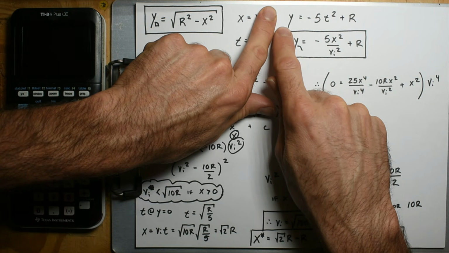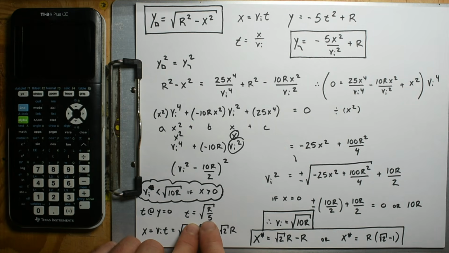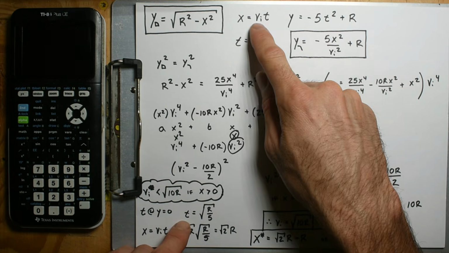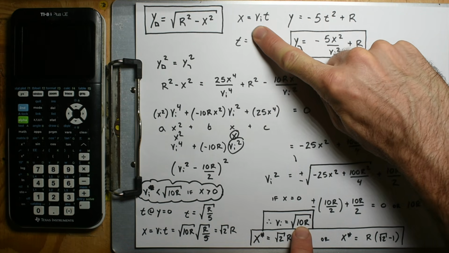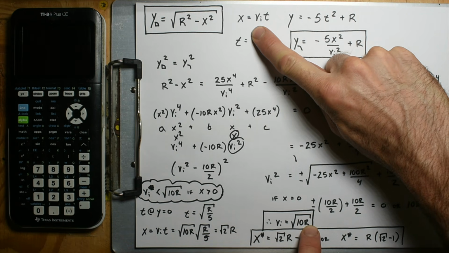R divided by 5 and the square root. So we get that time is going to be the square root of r divided by 5. And I'm going to take that time and put it into the x equation. That's going to be the velocity we found, which is the square root of 10r.